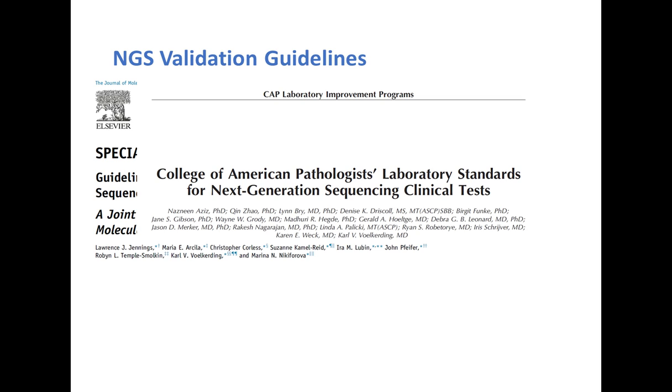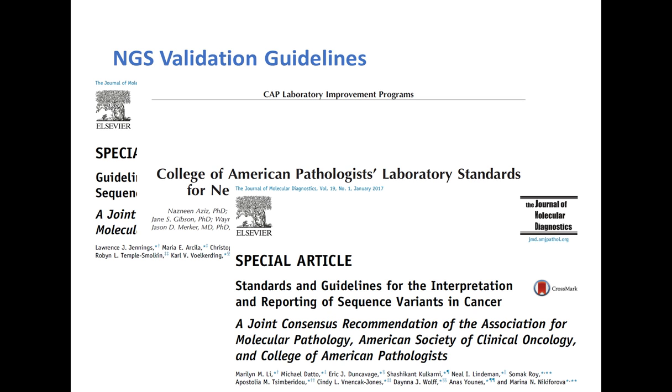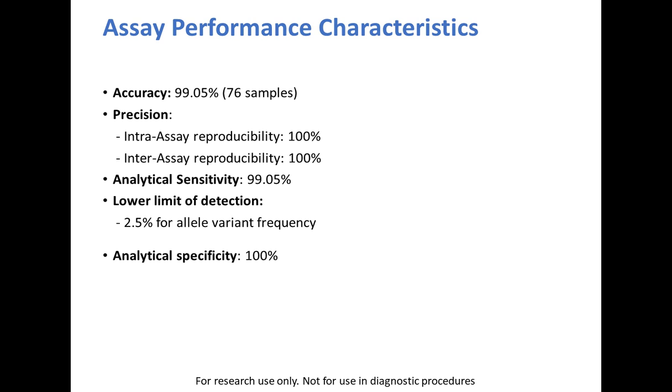And there is another guideline from CAP required for NGS validation, especially to meet the requirement for all the molecular pathology checklists. Next is the standards and the guidelines for the interpretation and reporting of sequence variants in cancer. So this is the Li paper in 2017. It is recommended to include the tier information into the classification and the reporting.